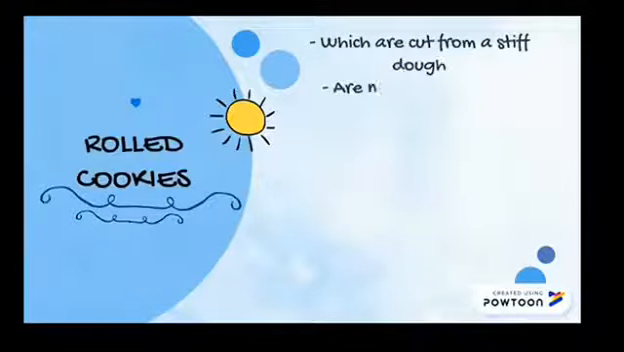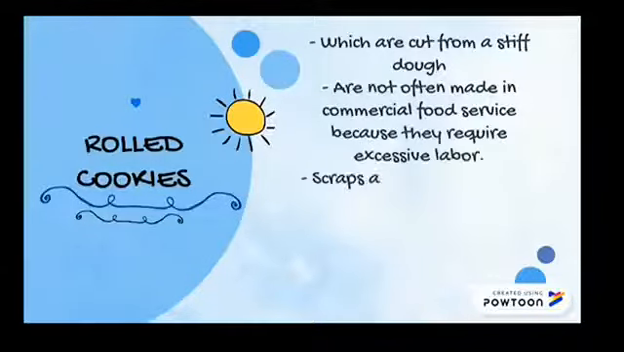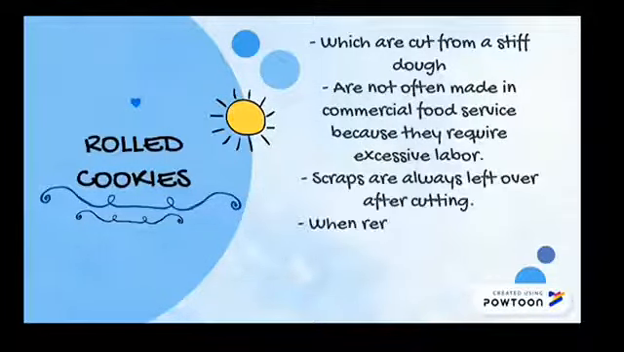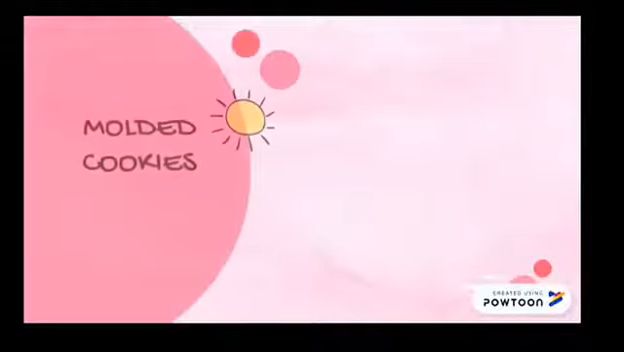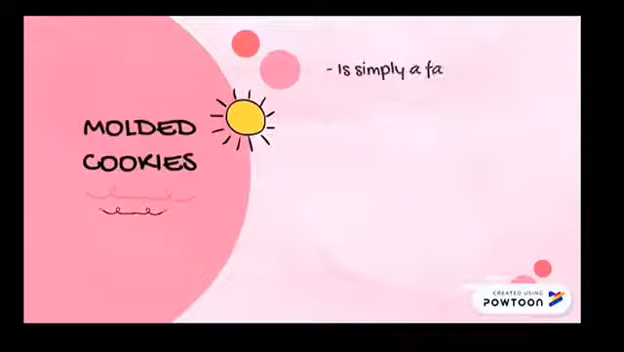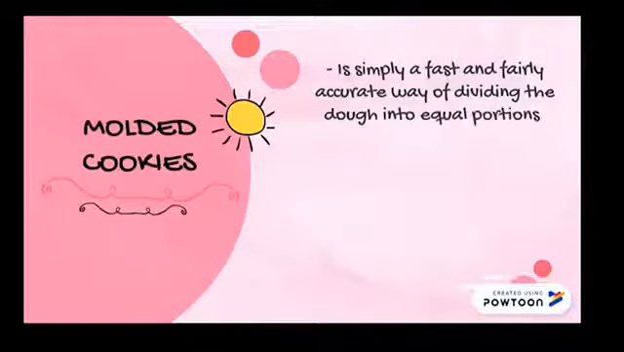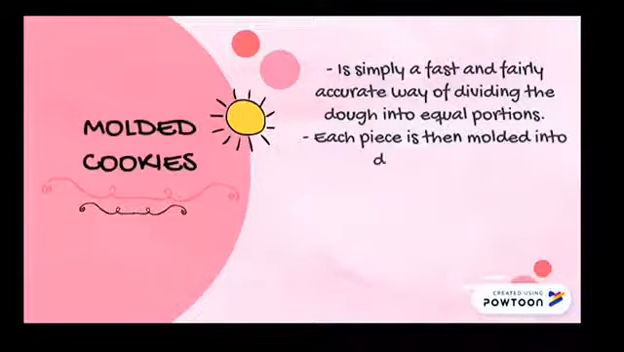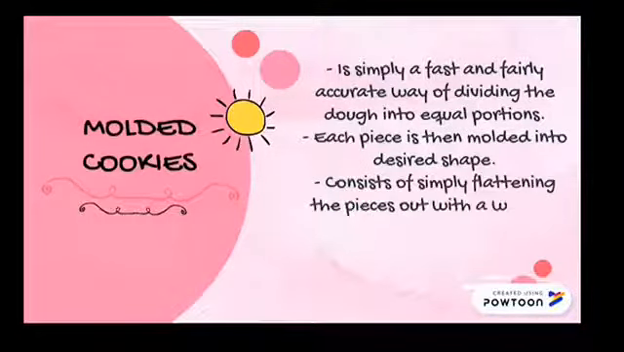Rolled cookies, which are cut from a stiff dough, are not often made in commercial food service because they require excessive labor, and scrap is always left over after cutting. When rerolled, the scrap makes inferior and tough cookies. Molded cookies are a fast and fairly accurate way of dividing the dough into equal portions. Each piece is molded into the desired shape, which may consist of simply flattening the pieces out with a weight.